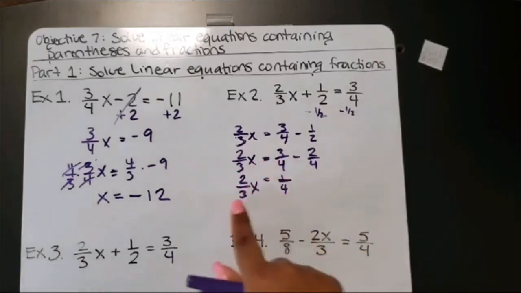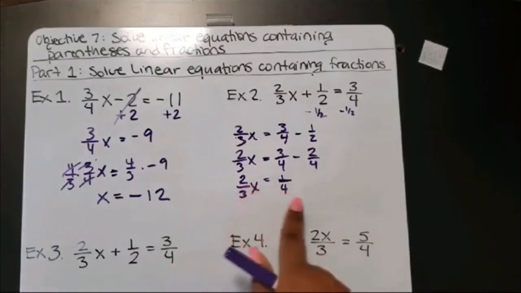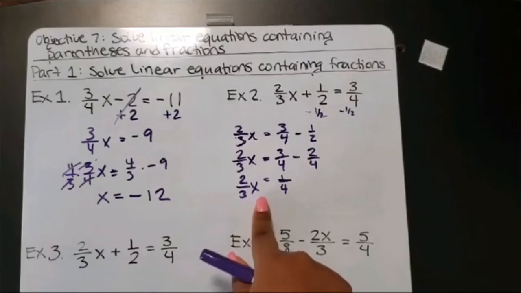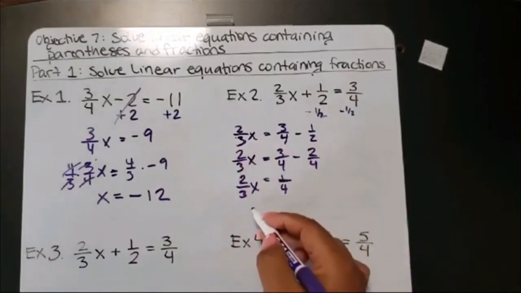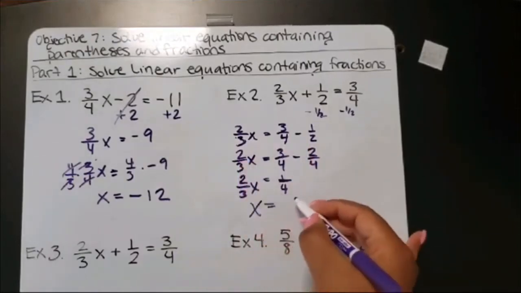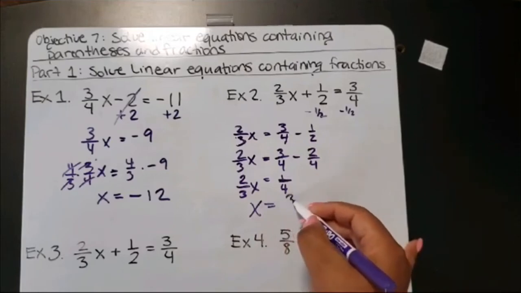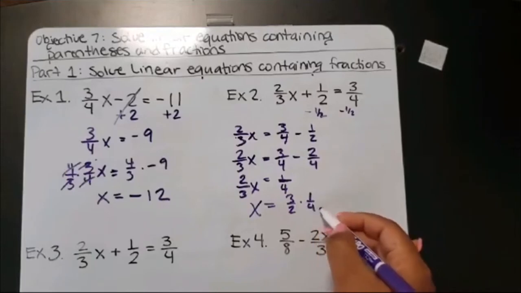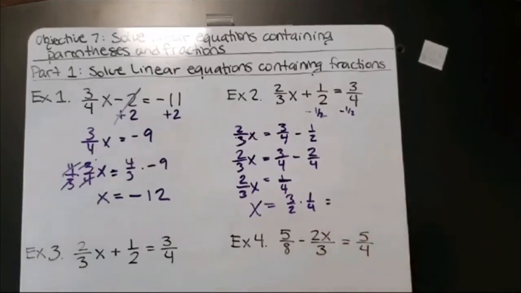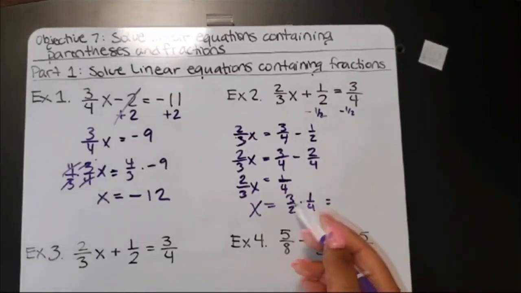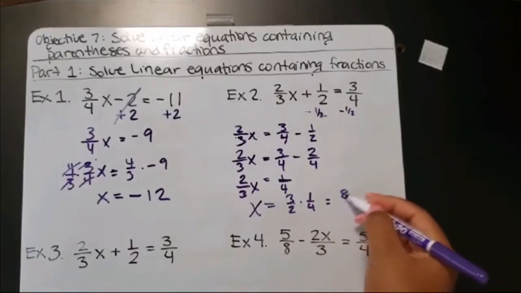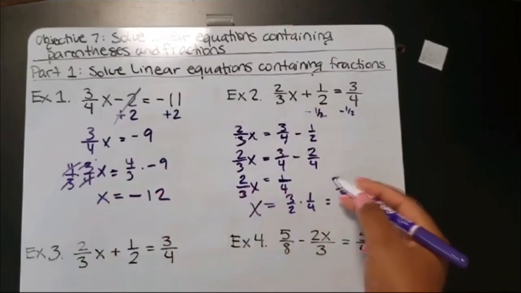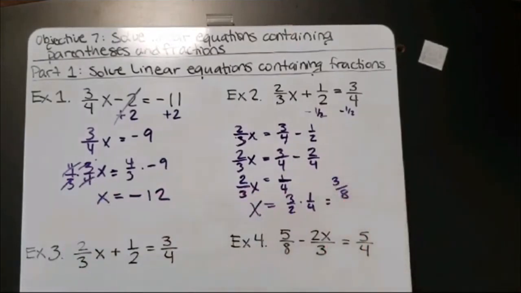Now from this point, we still need to multiply both sides by the reciprocal of this fraction because we're trying to get this x by itself. So we'll have 3 over 2 times 1 over 4, which when we multiply that, we'll get 3 over 8. Okay.